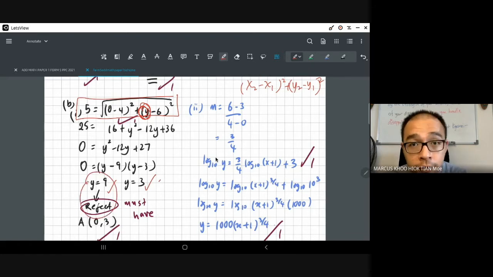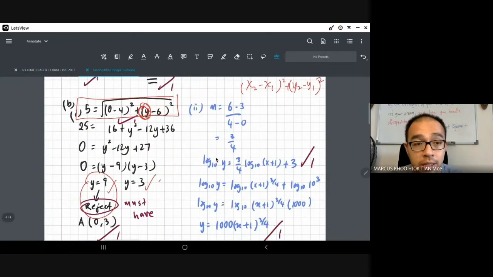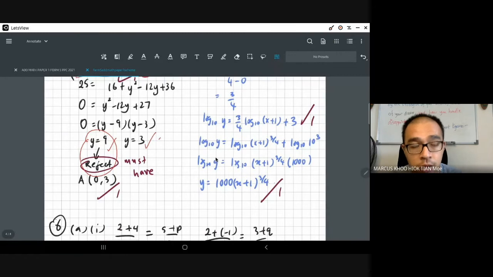You don't have to give the reason why you reject, but we have to reject the 9 simply because this is 6. So how can this be 9? Not allowed, right? They must be less than 6. So that's why we reject the 9. So the coordinate of A will be 0 and 3, which is incidentally the y-intercept.